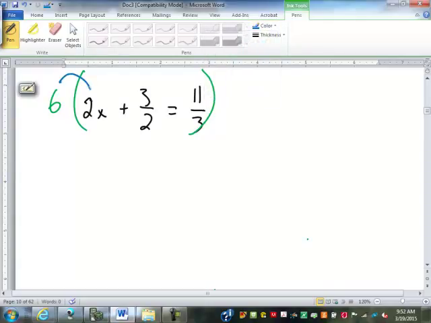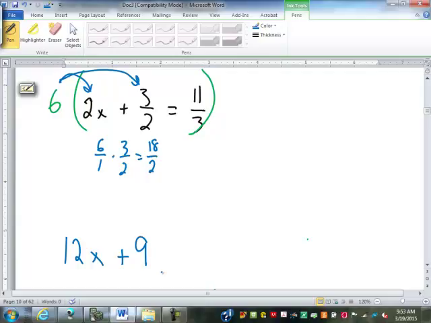So now I have 6 times 2x, which is 12x. 6 times 3 halves. I'm going to write out 6 over 1 times 3 over 2 is 18 over 2, otherwise known as a positive 9. Equals sign, then. 6 times 11 over 3, well, again, 6 over 1 times 11 over 3.